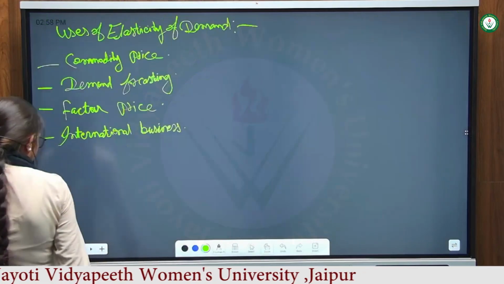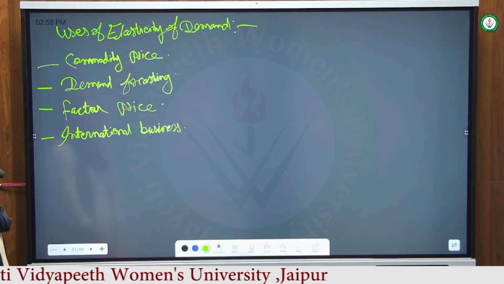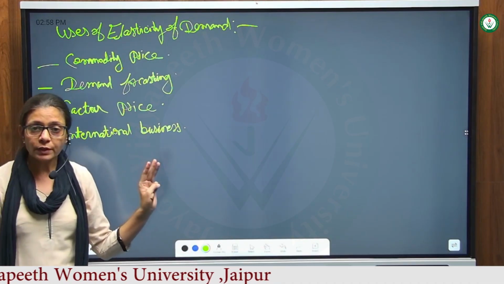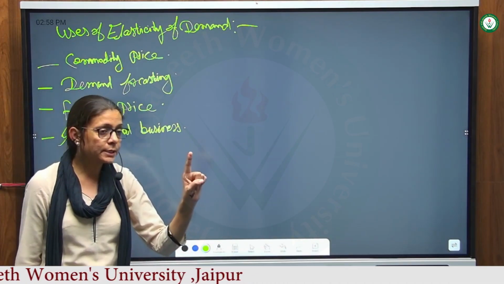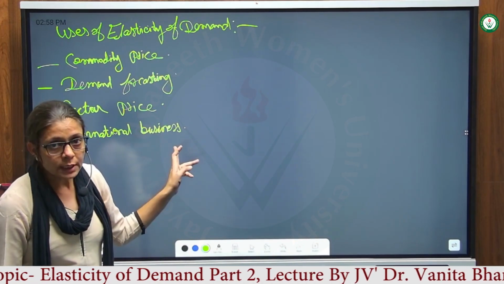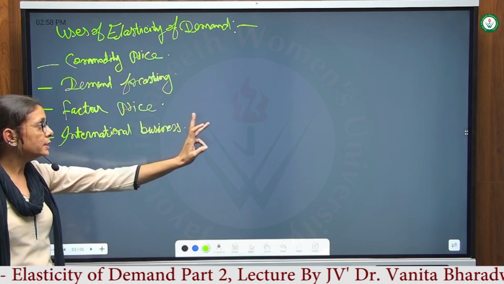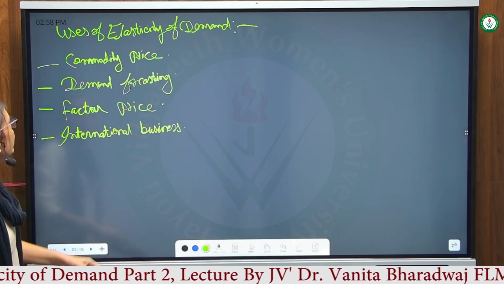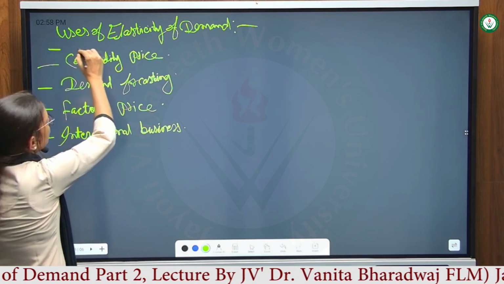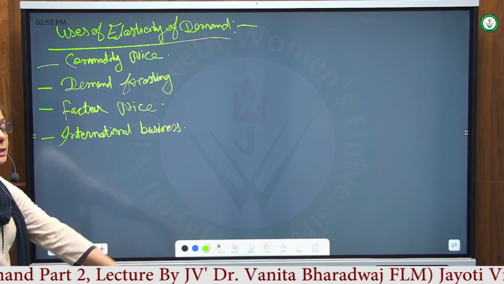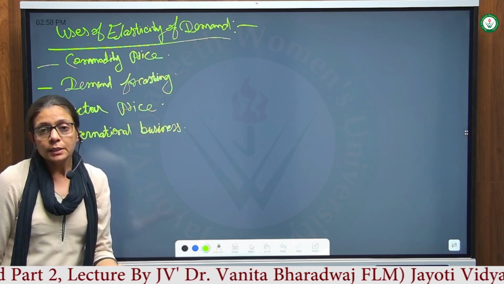Okay, moving on, next slide. We have already discussed the elasticity of demand. There are 3 types of elasticity of demand. Price elasticity of demand, which has 5 parts. Next is cross elasticity of demand, and third is income elasticity. Okay, now we are moving on to the uses of elasticity of demand. What is the use of elasticity of demand? Why do we study the elasticity of demand?